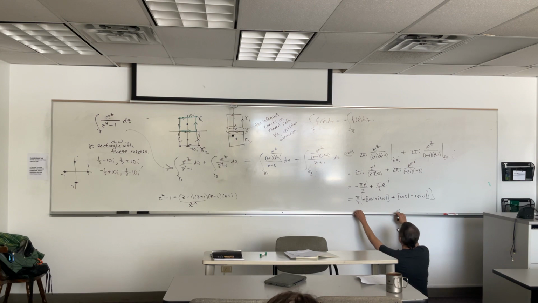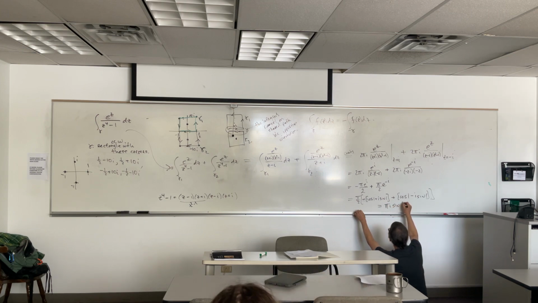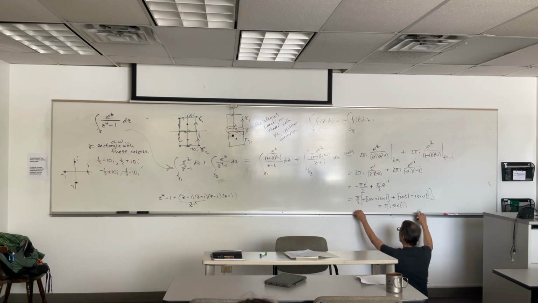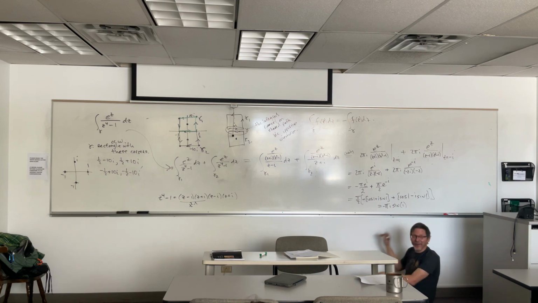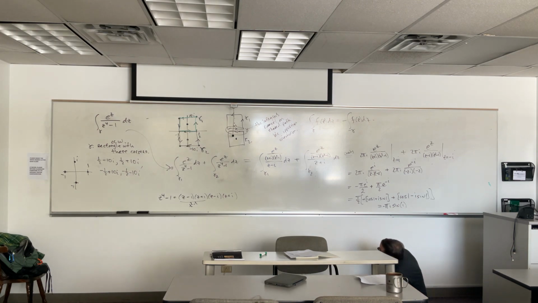This one turns out to be imaginary. I think it's pi i sine of 1. Negative. Okay, sorry. Is that what you were going to say? Yes. But you got that otherwise? Yeah. Cool. That's a weird one.